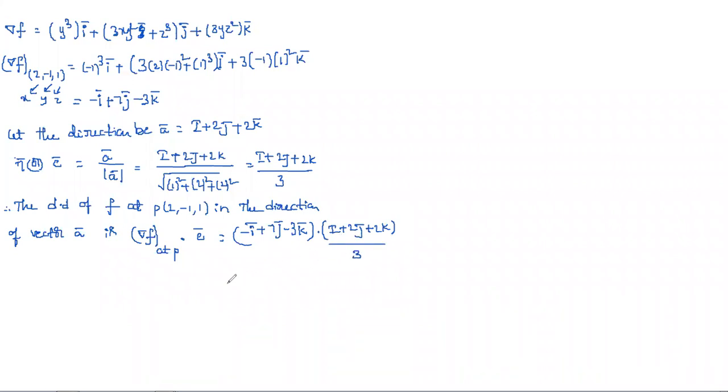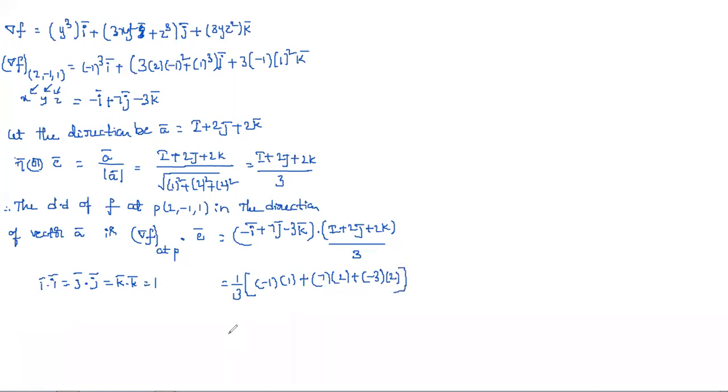So this is equal 1 by 3 into. So dot product we need to apply between these two vectors. When you're applying dot product, you need to remember that i dot i is equal to 1, j dot j is equal to 1, k dot k is equal to 1, and rest of all the cases that value becomes 0. It means what are the coefficients of i? So minus 1 into 1 plus j coefficients 7 into 2 plus minus 3 into 2.